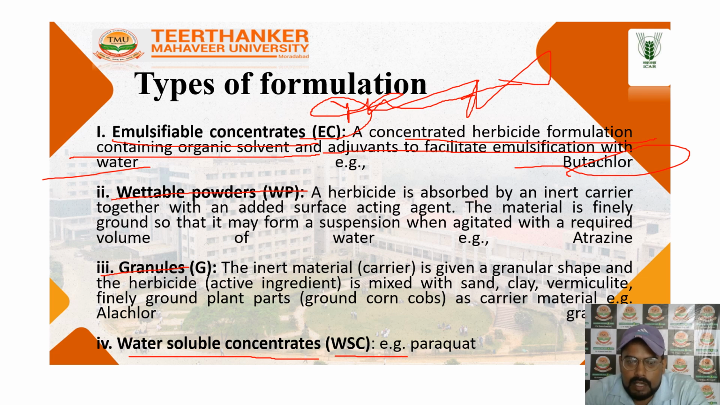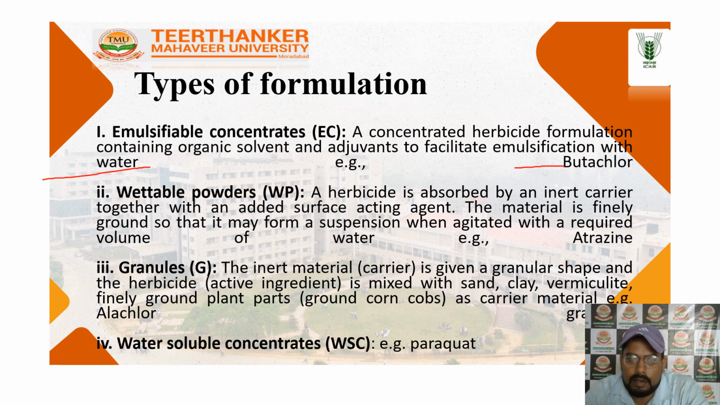Next one is the granules. This is an inert material, the carrier, given granulation, and the herbicide's active ingredient is mixed with sand and vermiculite. The finely ground plant is part of the carrier material, for example alachlor. Next one is the water soluble concentrate, for example paraquat and diquat. These are the types of formulations, and the last one. Thank you.